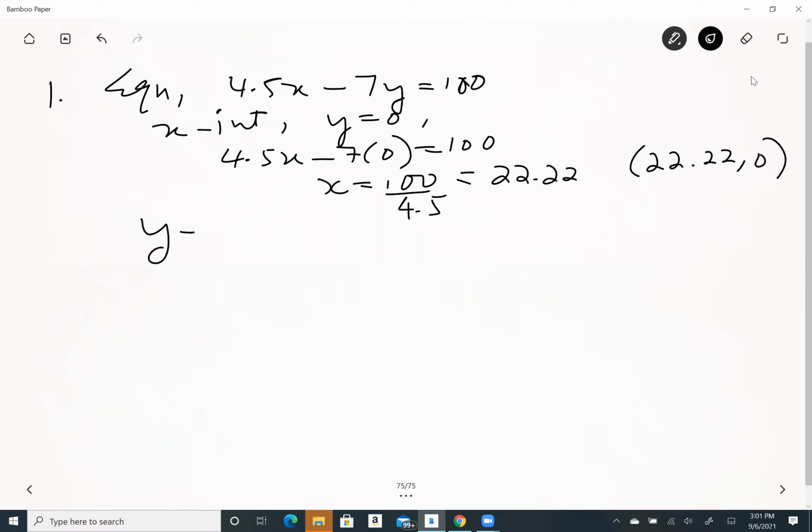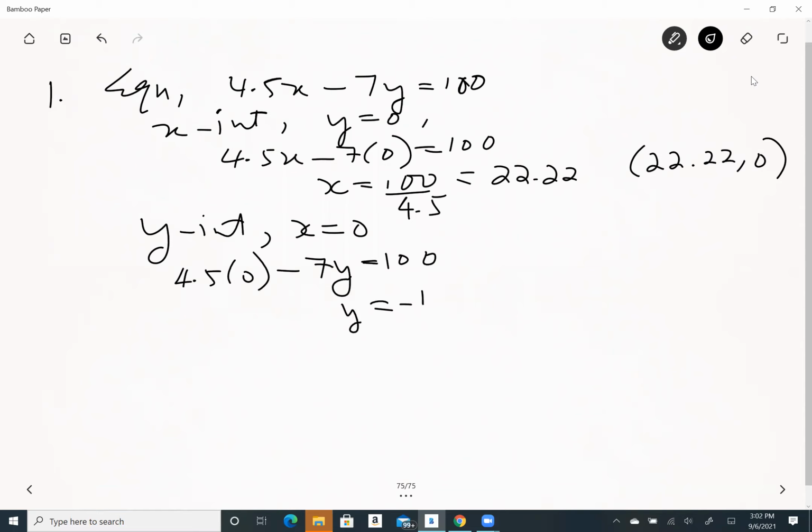Now you get the y-intercept. How do you get the y-intercept? x equals 0. Therefore, you get 4.5 times 0 minus 7y equal to 100. So y equal to negative 100 over 7, that is equal to negative 14.3. So the point is 0, negative 14.3.